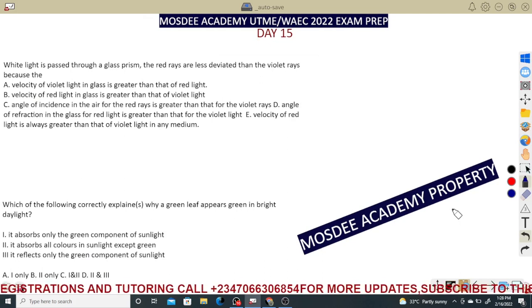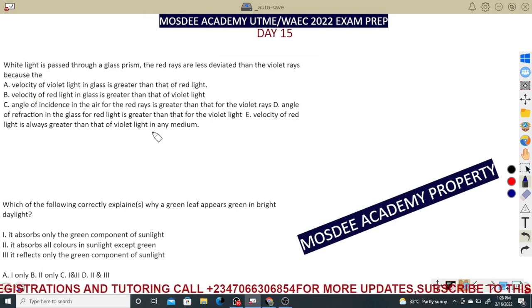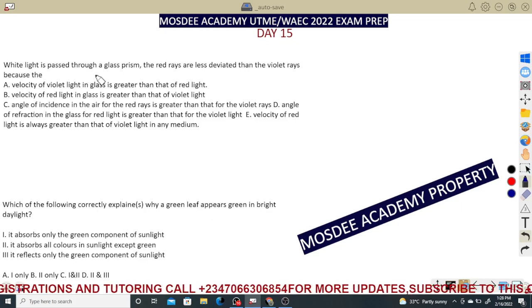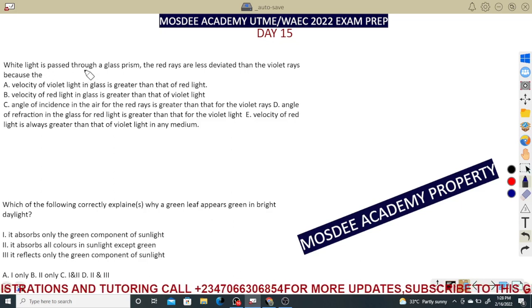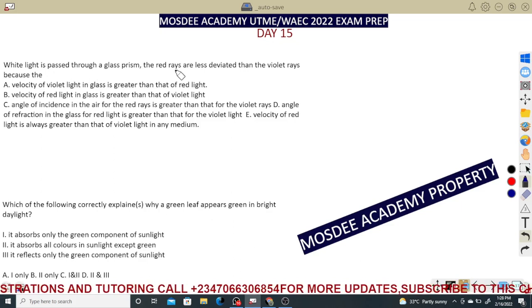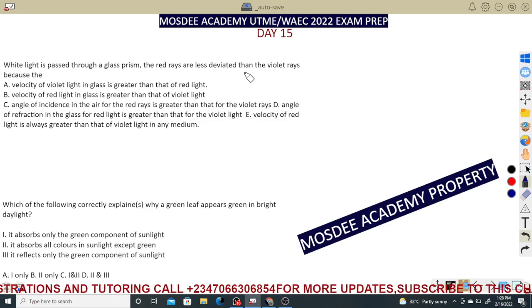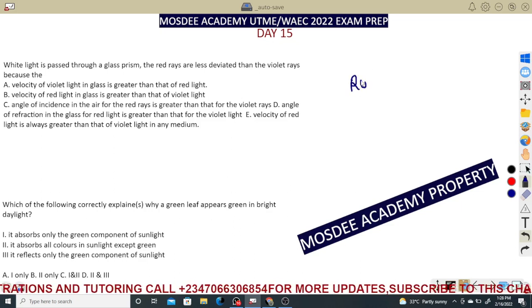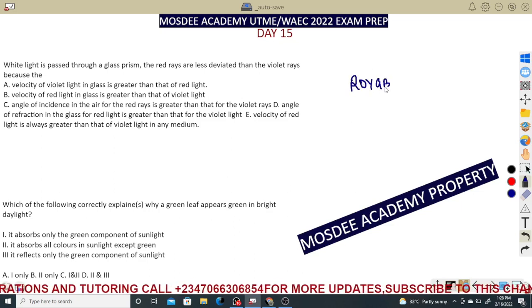Now let's answer this together. White light is passed through a glass prism. This is the same concept, which is why this topic is one of the simplest topics. The red rays are less deviated than violet rays. What are you going to write? ROYGBIV.